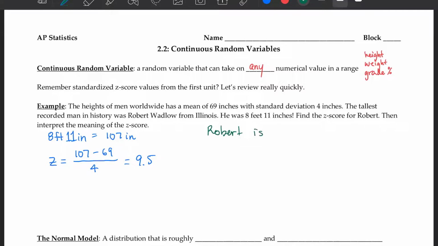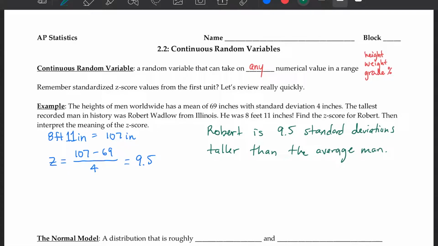So we would write that Robert is 9.5 standard deviations taller or above than the average man. There are a lot of ways to write that, but that's the idea of how I'm going to write it there. So cool.